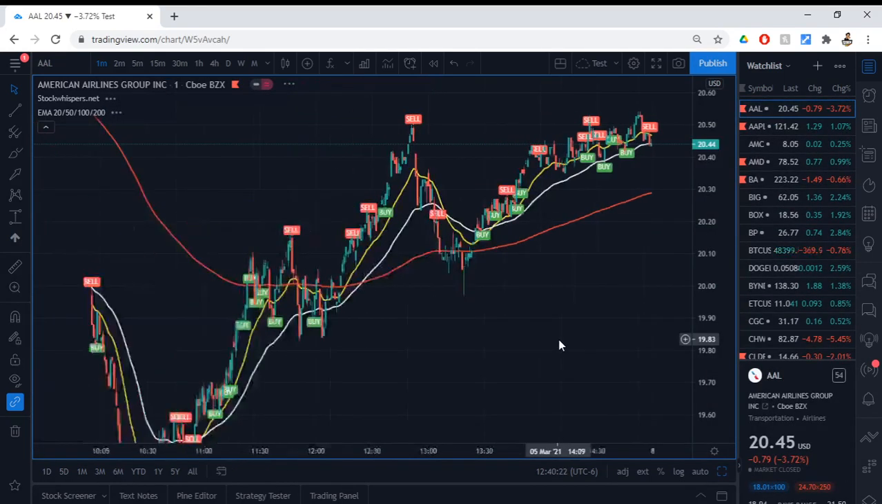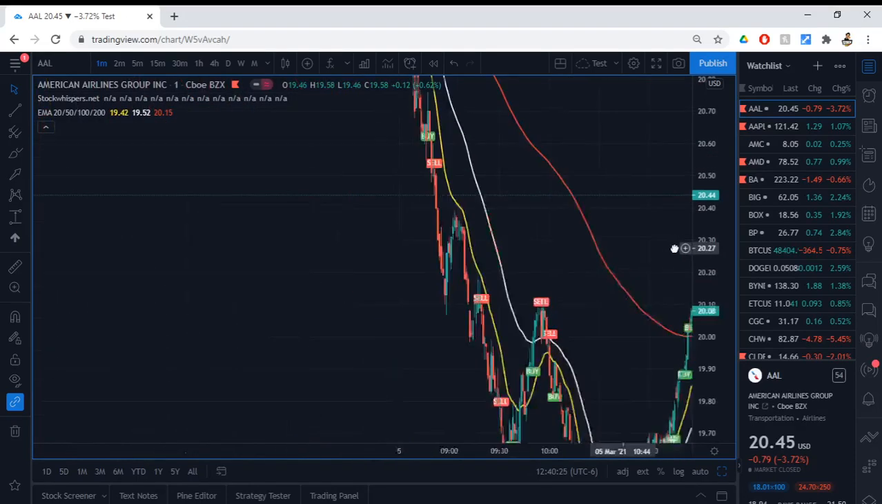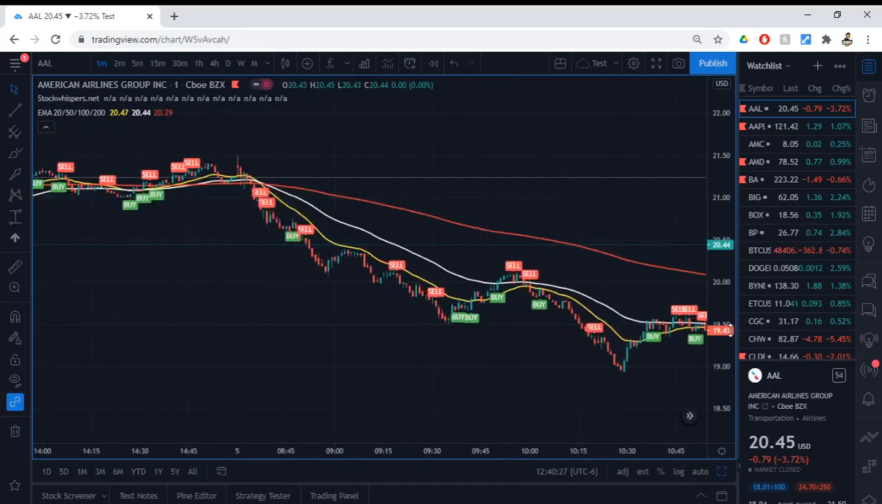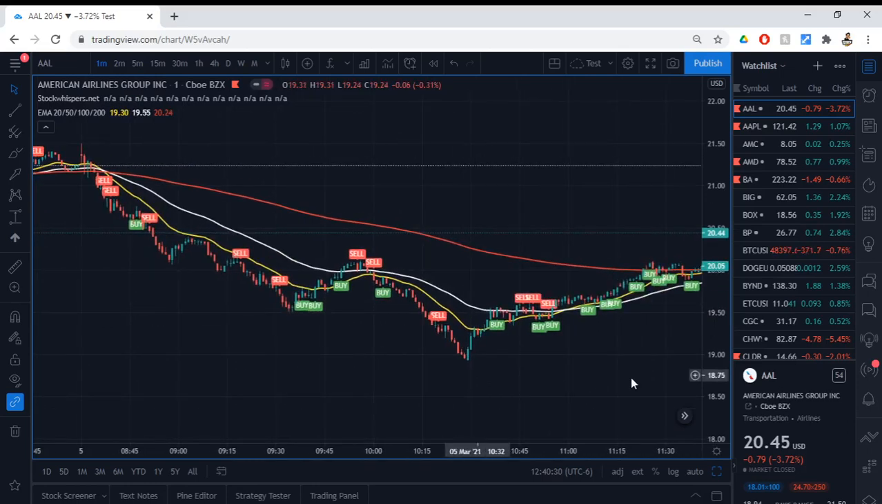Apple. Apple when it popped up. Okay. Short and put side. Very quickly here.